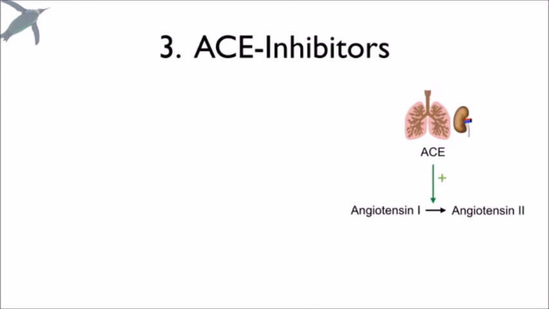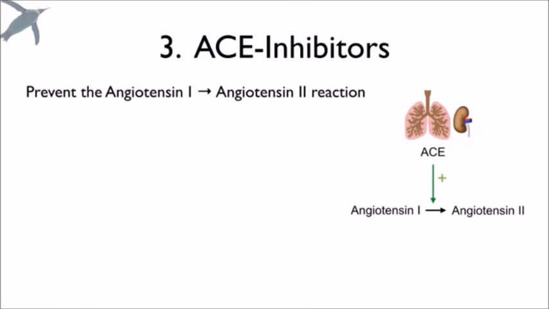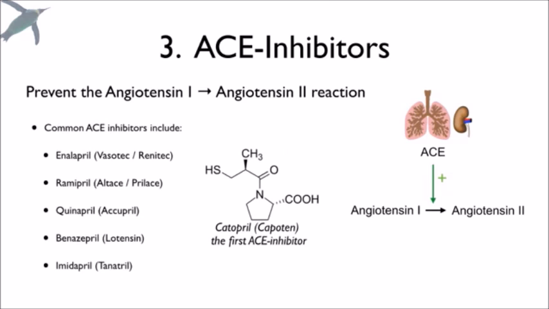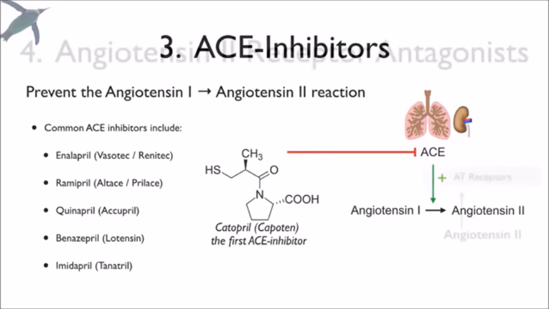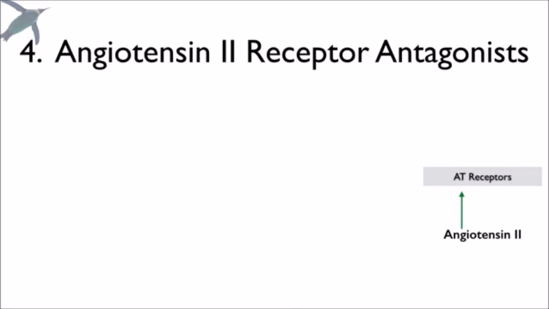ACE inhibitors are much more common, and there are many more of them. If you block the conversion of angiotensin 1 to angiotensin 2, then you don't allow the production of the active hormone. There are some common ACE inhibitors, and if you block that enzyme, you're not going to get the conversion.